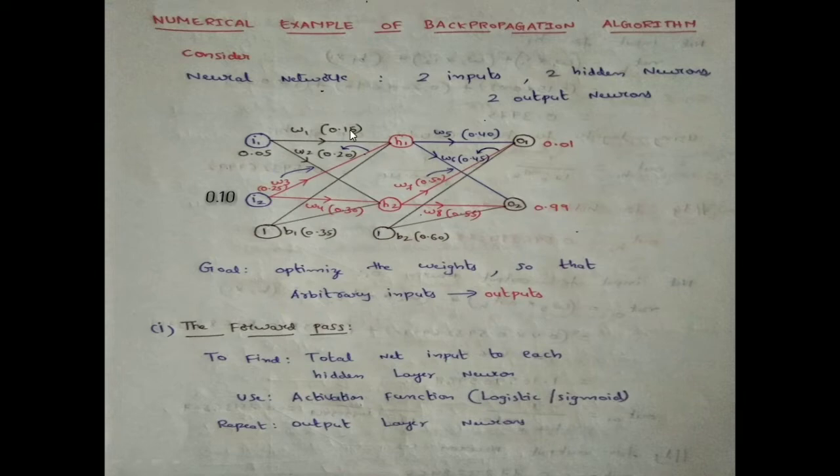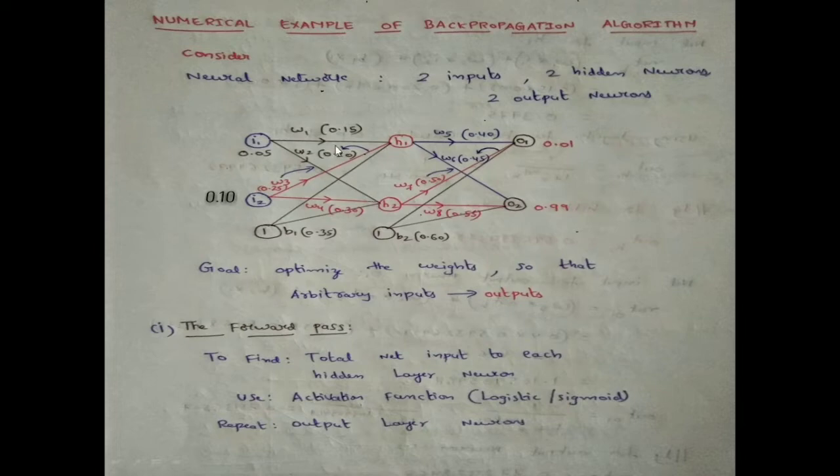So let us start. Let us consider a neural network with two inputs, two hidden neurons and two output neurons. This is input 1 and this is input 2. This is hidden neuron 1 and this is hidden neuron 2, and this is output neuron 1 and output neuron 2. Additionally, the hidden neurons and the output neurons also have a bias.